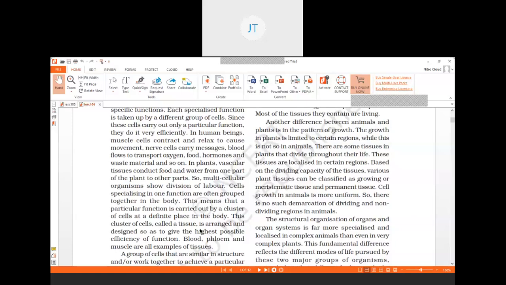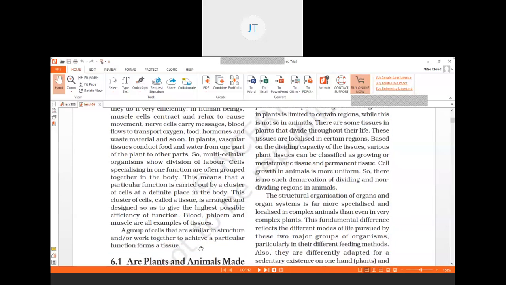So the arrangement and design of the specialized tissue has been done by the evolution process in a very sophisticated manner. So it becomes that way that its efficiency is at its highest. Next, blood, phloem, and muscles are also examples of tissue.